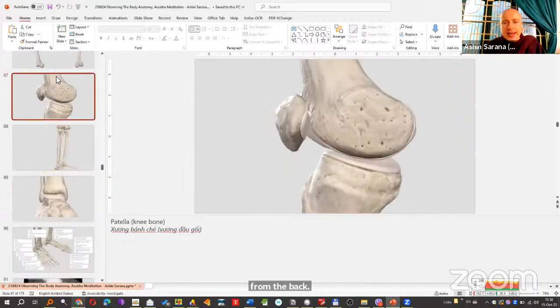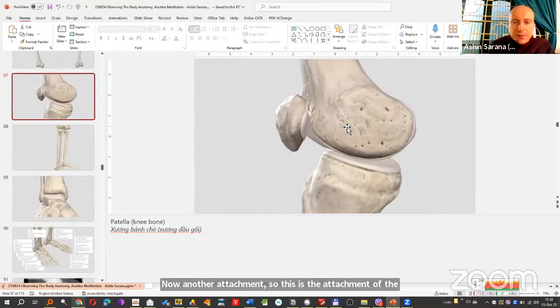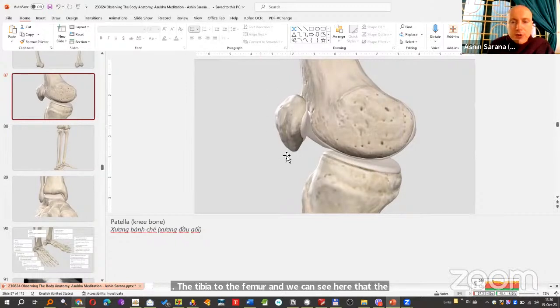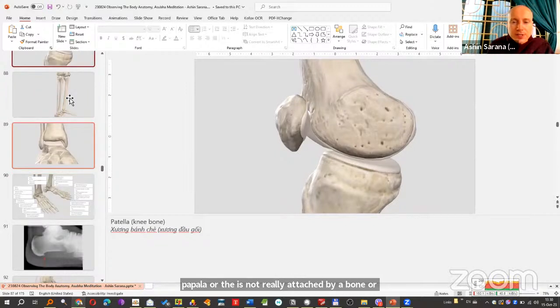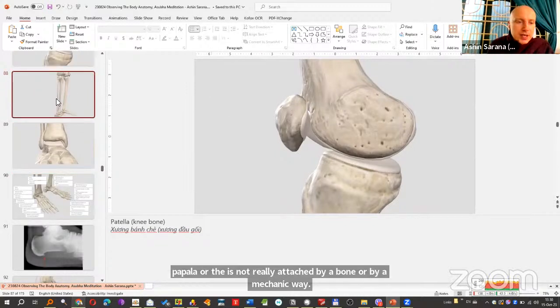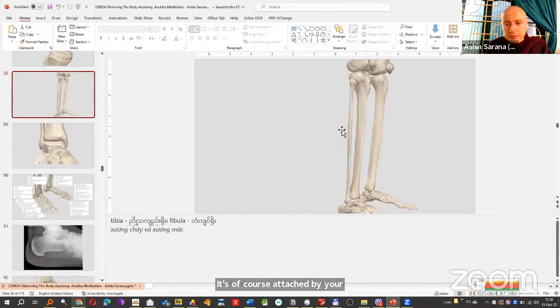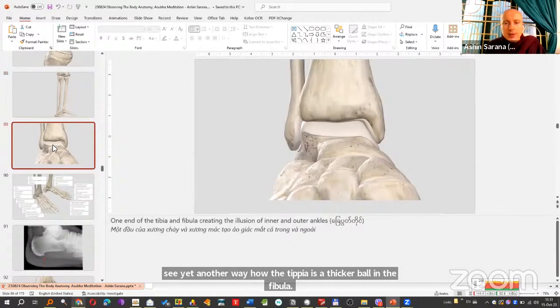Now another attachment. So this is the attachment of the tibia to the femur, and we can see here that the patella, or the knee bone, is not really attached by a bone or by a mechanical way. It's of course attached by the muscles and sinews. Now here we see yet another way how the tibia is a thicker bone and the fibula is attached from behind.